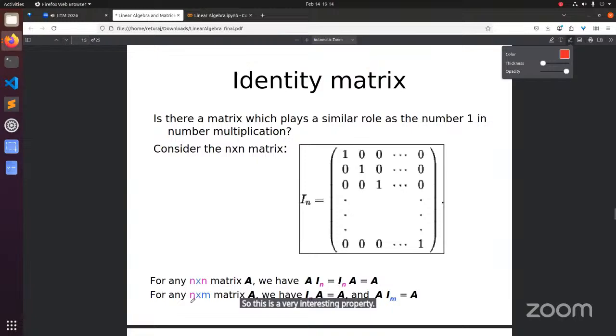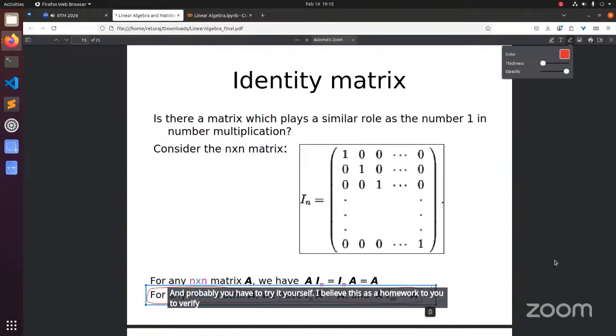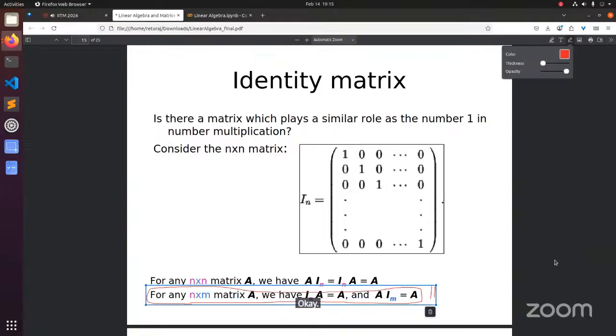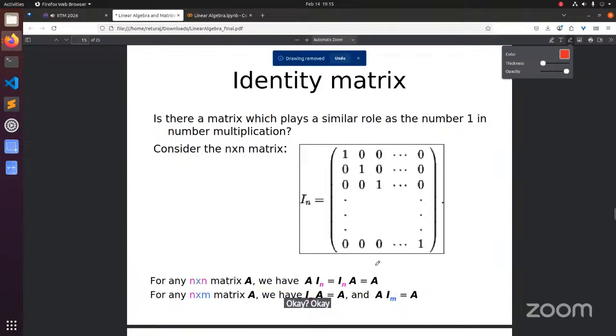So this part, I just want you to look at this part that I just marked and see if you are able to understand it. And probably you have to try it yourself. I will leave this as homework to verify this is the case. Okay, so this part is okay.